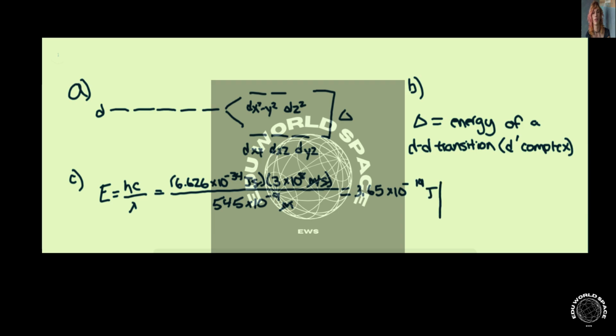And then we're going to convert that to kilojoules. So we have 1 kilojoule for every 1,000 joules. And then we're also going to multiply it by Avogadro's number to get kilojoules per mole. So that's 6.022 times 10 to the 23rd. And the answer to that is approximately, or rounded to, 220 kilojoules per mole.